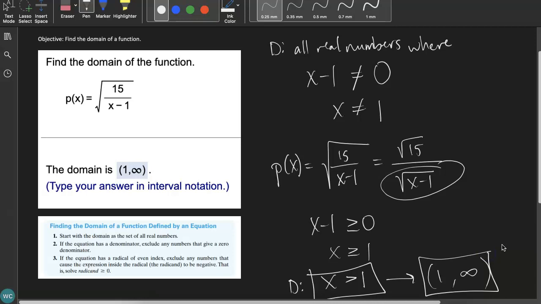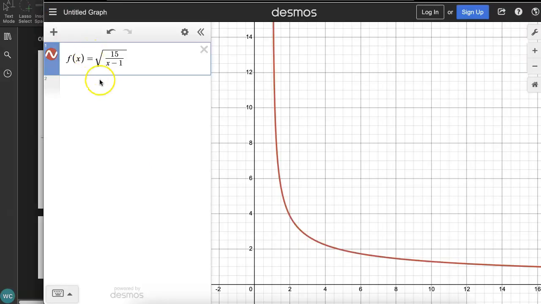Just really quick, if we want to confirm this, we can type in this equation inside Desmos or a calculator, and we could see that the graph confirms that the graph only exists where the x values are 1 or greater than 1. I'm sorry, not 1, but greater than 1. So that's what I've done over here.